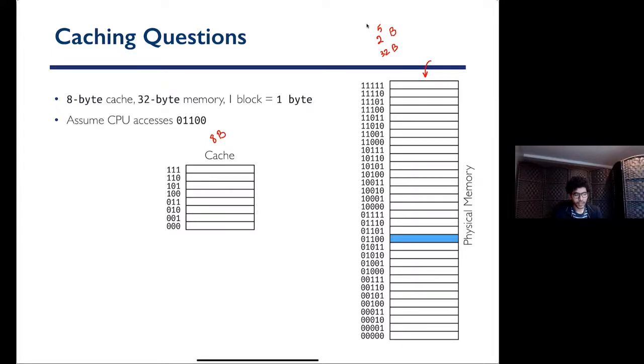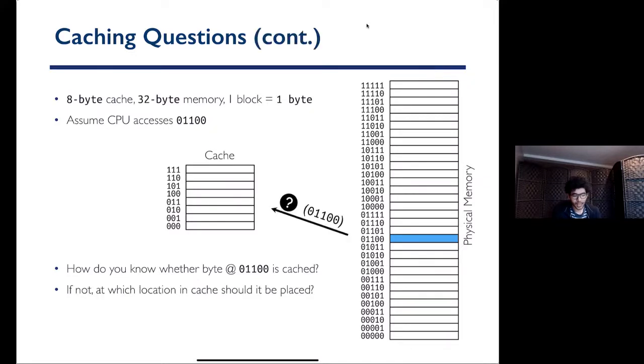Now, let's assume that the CPU wants to access a certain byte, in this example the byte at address 01100. So that's the address. Now, how can I find that address in my cache? How can I know if this particular byte is cached? So that's the first question we have to answer. We have an address for a particular byte in memory, and we want to see if that particular byte is in cache. The second question is, let's assume that we can figure that out and know if that byte is in cache or not, and let's assume that it's not.